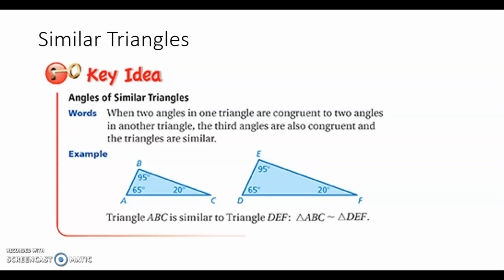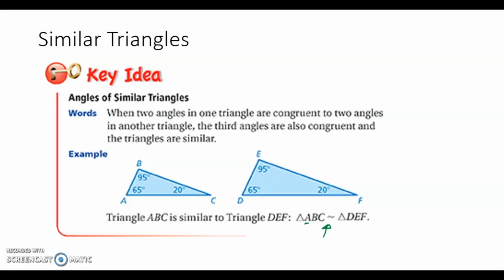So if I'm looking at these triangles, triangle DEF is similar to triangle ABC. That's what this symbol right here, this squiggly line, means: similar. Now when we're looking at these, we need to match up the corresponding sides. And so we do that by looking at the letters, and that tells us which angles correspond.